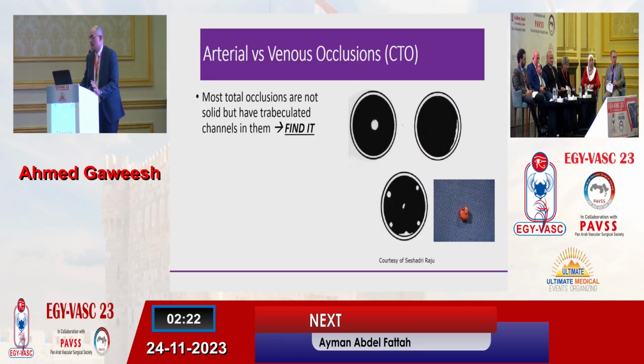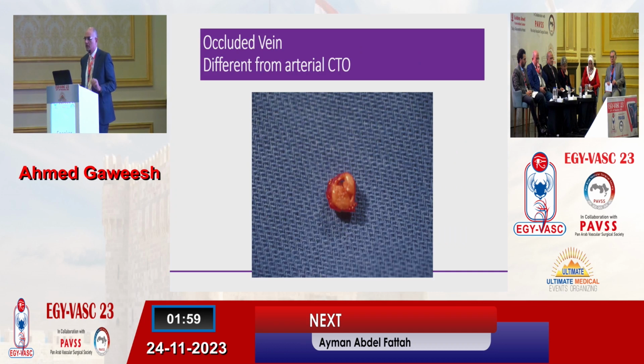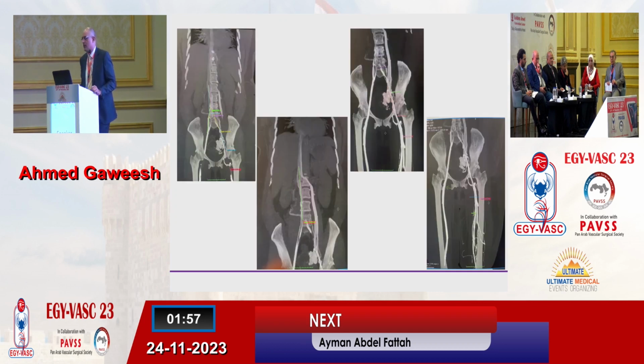So these are the main points, and you have to realize that arterial is different from venous occlusions. In venous occlusions, usually you don't have a subintimal plane, but you usually have those minor holes, as you can see in the image. It's not about the force you use on the wire, it's about being patient and tracking your wire correctly. You will find your pathway through even the nastiest occlusions like this. So these are part of the planning.